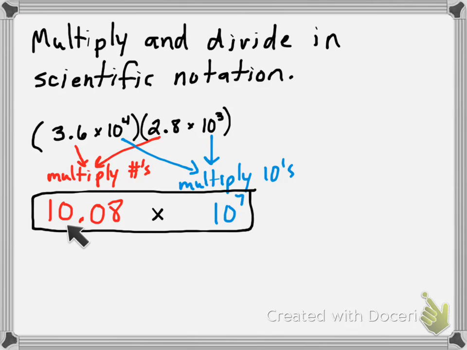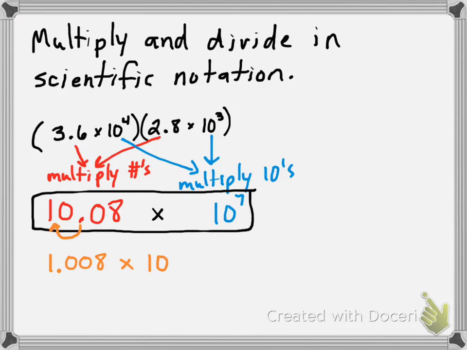Unless it doesn't fit because there's not one number in front of the decimal. So we're going to have to fix this. We're going to have to move that decimal. I have to take this decimal and move it over here because I can only have one digit, so it becomes 1.008.